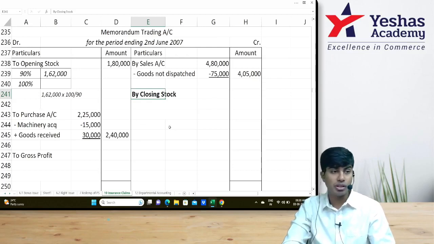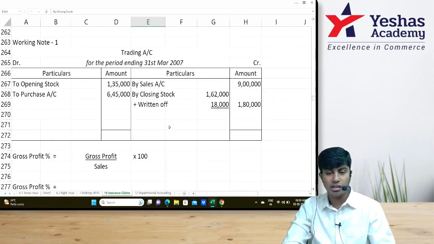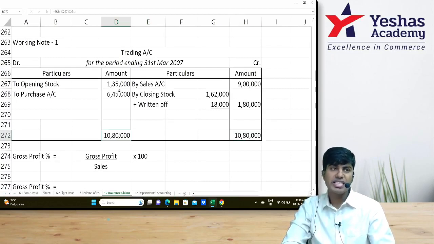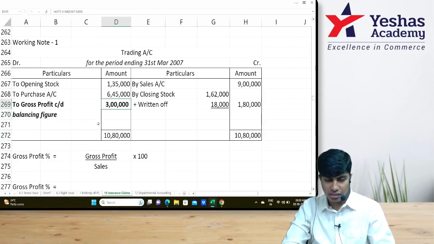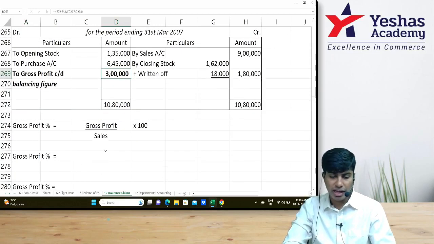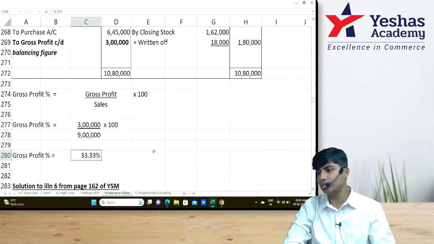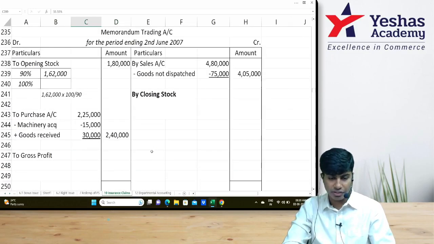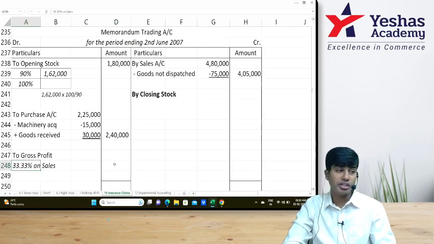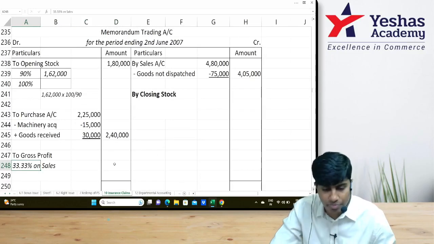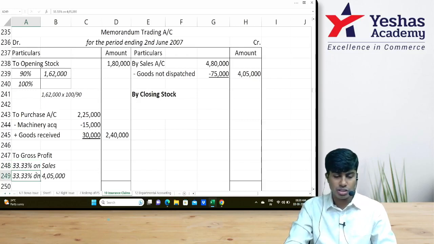We can't find both here. We need to go to the previous year. Here we'll find GP. 10 lakh 80 total, 10 lakh 80 total. 6 lakh 70, 7 lakh 70. 3 lakh is the GP, 3 lakh by 9 lakh into 100, 33.33%. So apply that 33.33% here. They have not mentioned whether the GP percentage is increasing or decreasing, so it will remain the same. 4 lakh 5,000 into this much.